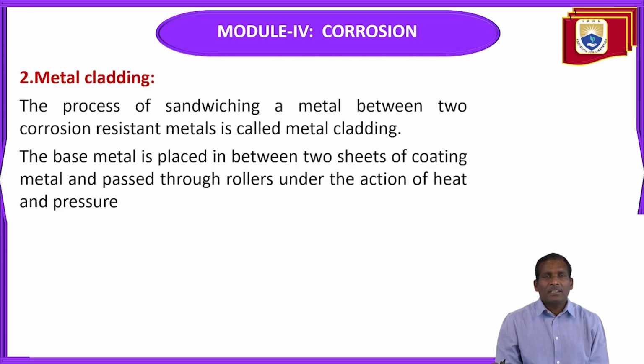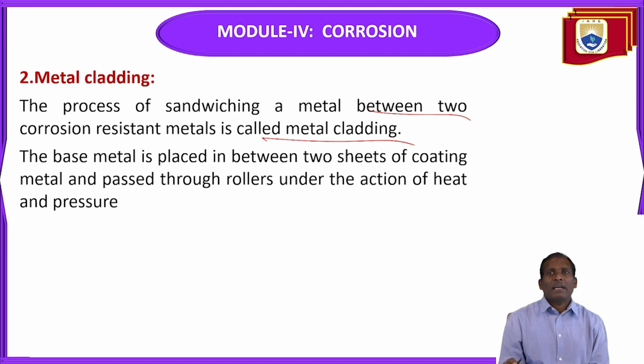Metal cladding. The process of sandwiching a metal between two corrosion resistant metals is called metal cladding. The base metal is placed in between two sheets of coating metal and passed through rollers under the action of heat and pressure.